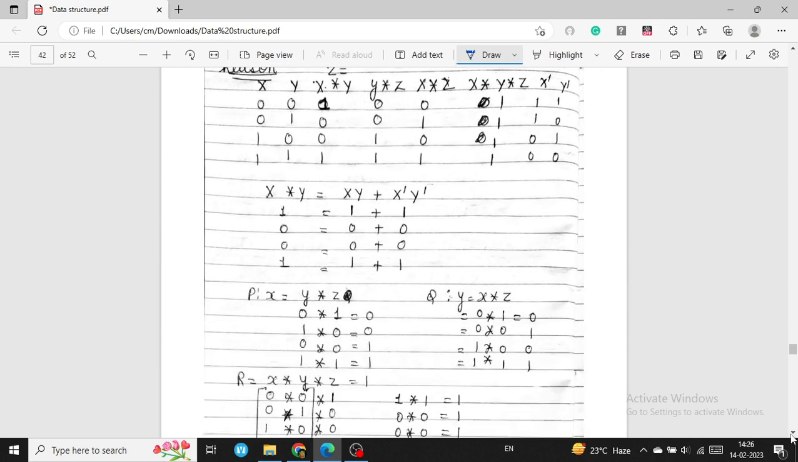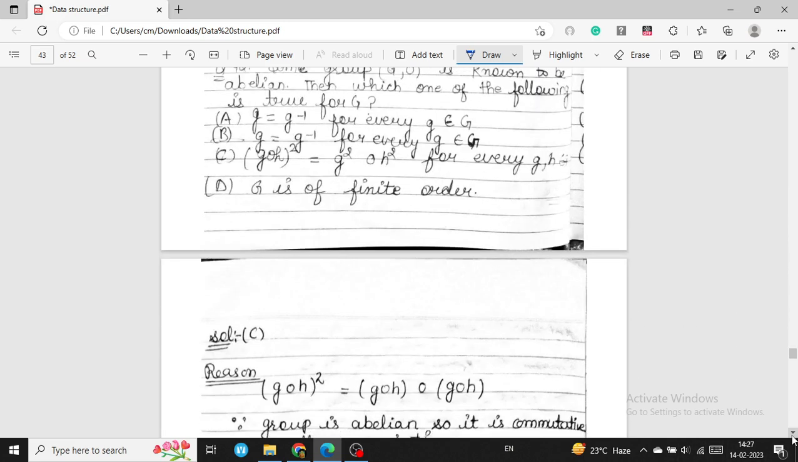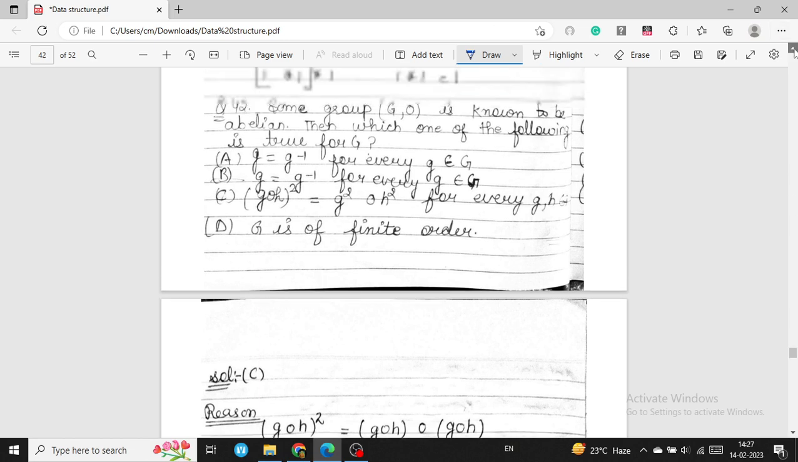We solve it. For x, y we take 0, 1, 0, 1, 0, 1. Then we find z, x star y. Then we find Q. Then we find R. Then we multiply all these and find. You can see the results are the same, and you can say that all are valid.